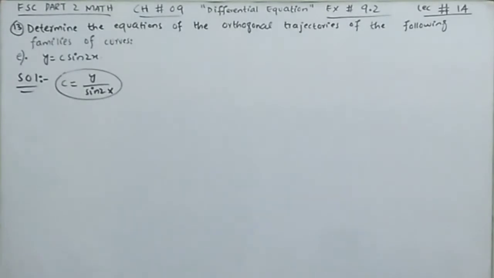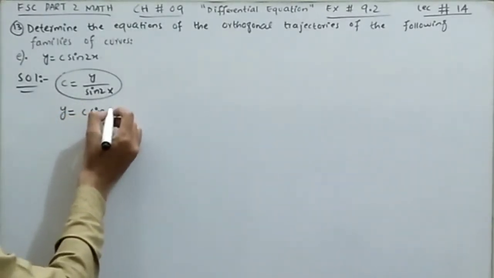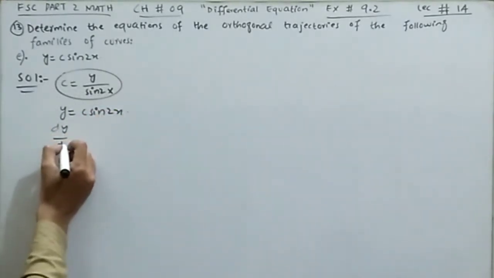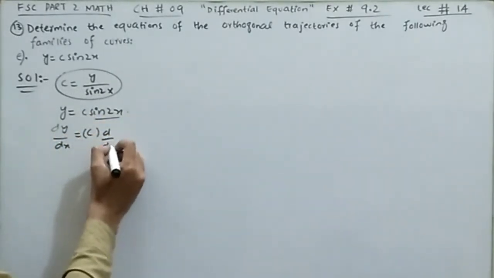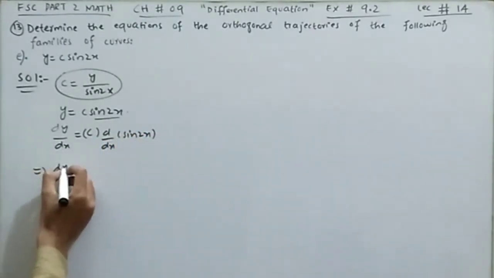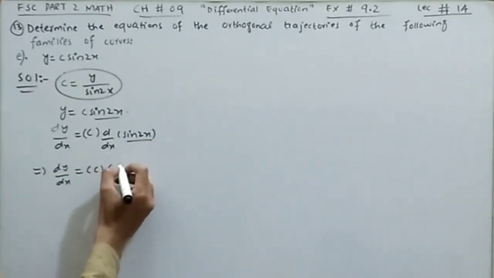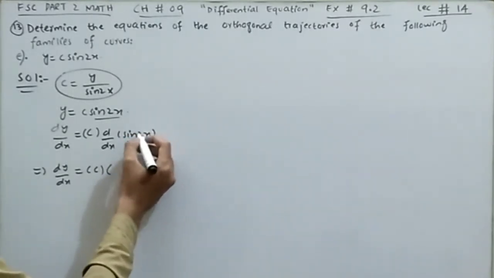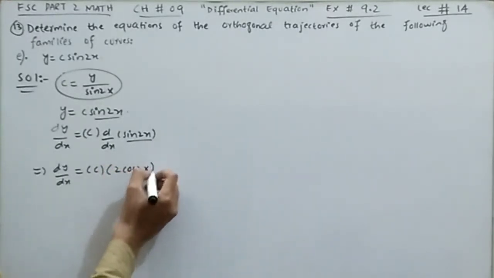Furthermore, taking the given curve, which is y is equal to c sine 2x, and taking the derivative of both sides with respect to x, dy by dx will be, c is a constant, and taking the derivative of sine 2x, c into sine 2x, the derivative is actually cos of 2x, and the derivative of 2x, this is the inner function, its derivative is 2, so the whole derivative will be 2 cos 2x.